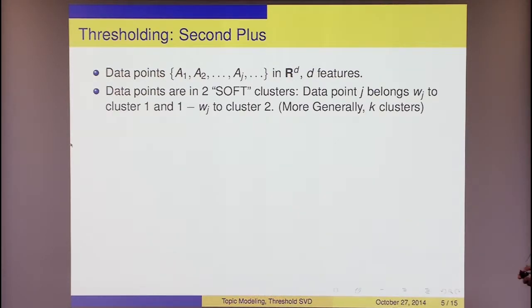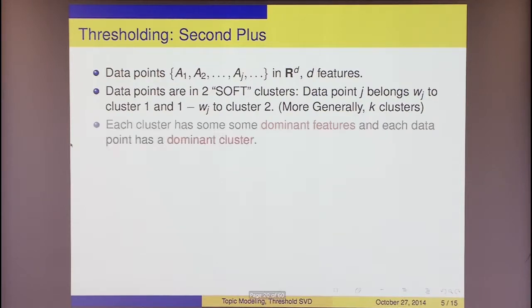And let's think of the problem as follows. The data points actually come from clusters, like you have in a mixture model, if you will, except now the clusters are soft. What that means is that data point j has a weight wj belonging to cluster 1, and the rest of it belongs to cluster 2. So it might be half-half in the two clusters, or 3/4, 1/4, or whatever, right? More generally, there can be k clusters.